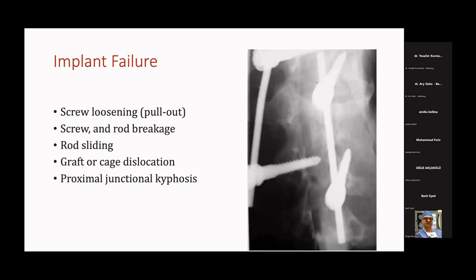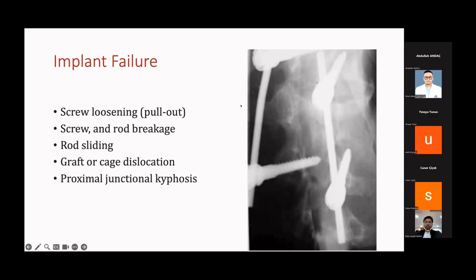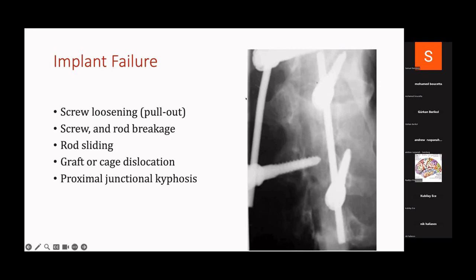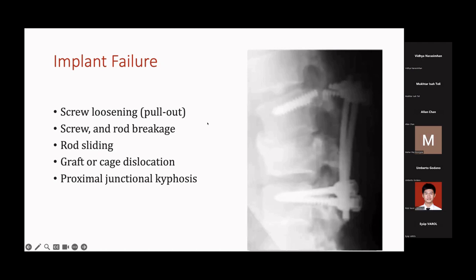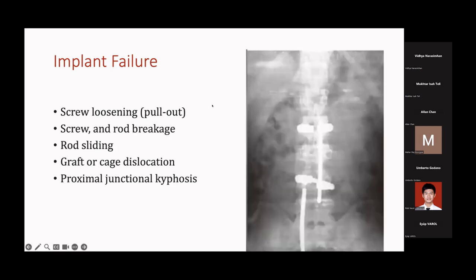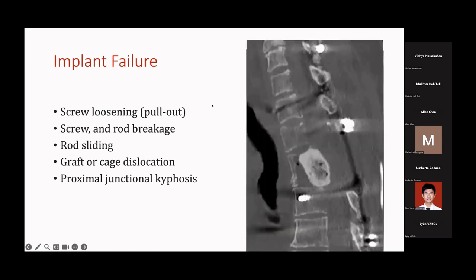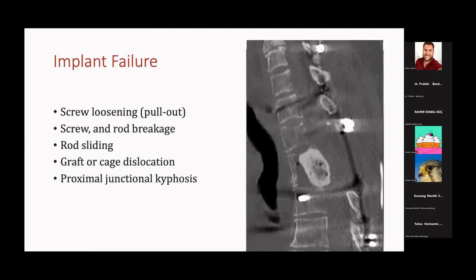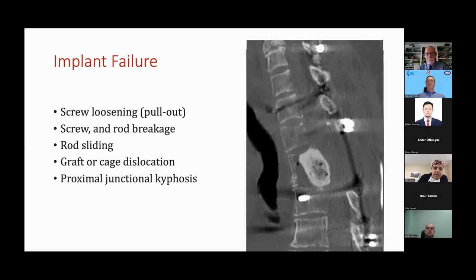In practice, we can see different types of implant failure. For example, as you can see here, screw loosening, especially in patients with poor bone quality, may cause pull out of the system. Screw fracture and rod fracture are other common complications. Rod sliding, graft and cage dislocation are also very important. And finally, as we discussed now, proximal junctional kyphosis is another problem which we encounter in geriatric patients with degenerative spinal disorder.